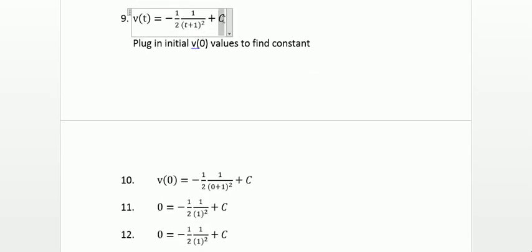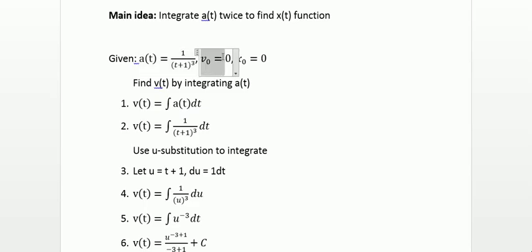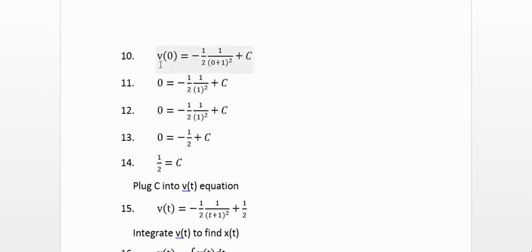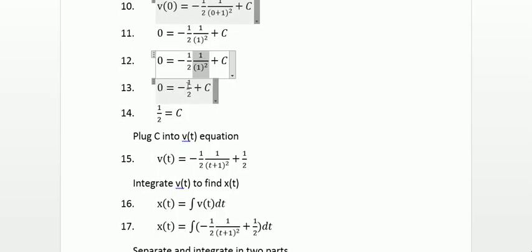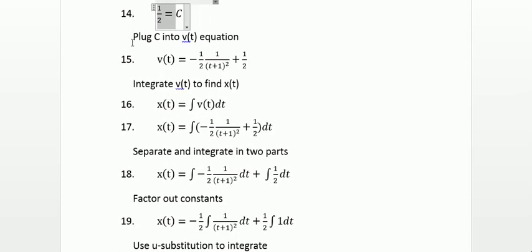And then what we need to do is find c. So we plug in the initial v of 0 value, which was listed up here. v of 0 is equal to 0. So I plug that in, I plug 0 into t, and then this is just working it out. This becomes 1 over 1. So that just becomes 0 is equal to negative 1/2 plus c, and then c is just 1/2. So then you plug that back into the velocity function, and then you have your full general solution for the velocity function.